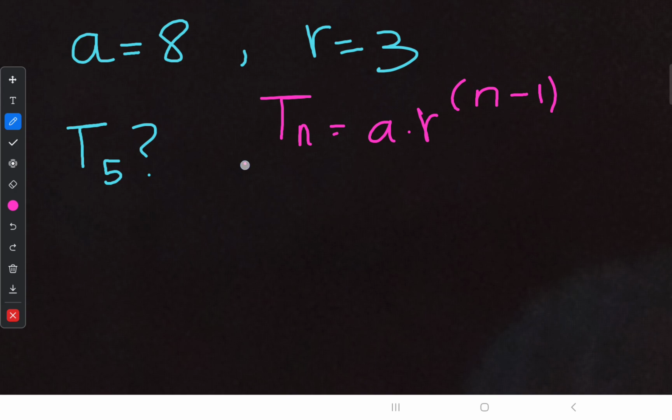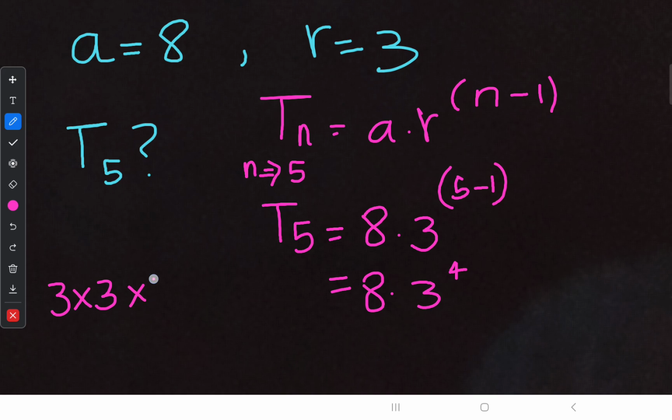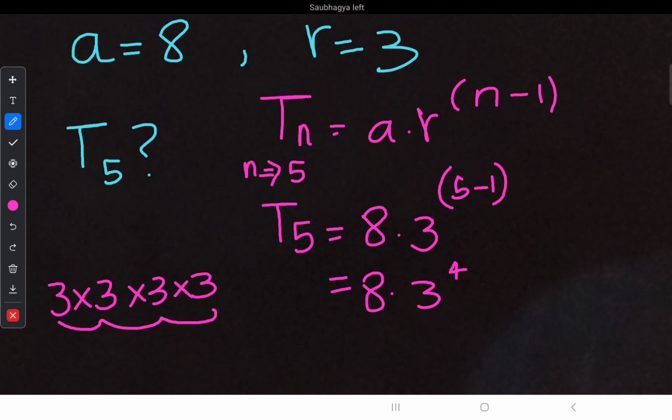T5 means for n, you should substitute 5. So T5 equals, what is our a here? 8 into r, the common ratio, that is 3. For n, we are substituting 5 minus 1. 8 into 3 to the power of 4. You have to find what is 3 to the power of 4. So 3 into 3 into 3 into 3. When you multiply this, 3 3s are 9, 9 3s are 27, 27 3s are 81.